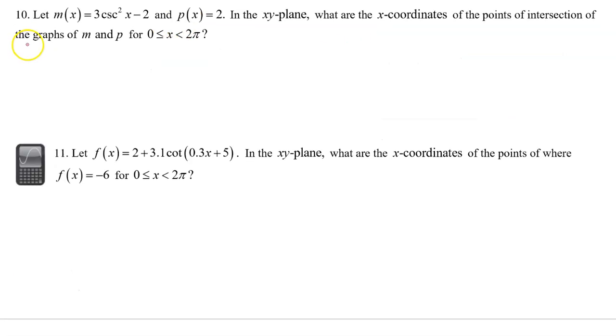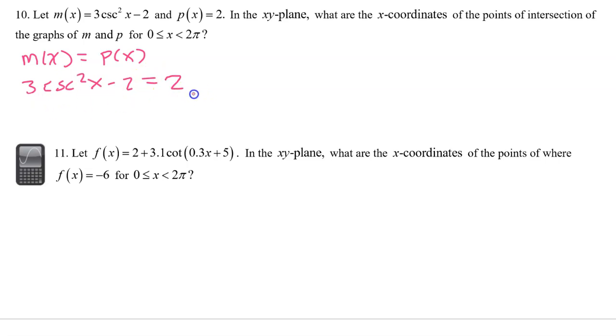Number 10. Let m of x equal 3 times cosecant squared x minus 2, and p of x equals 2. In the xy plane, what are the x-coordinates of the points of intersection of the graphs of m and p between 0 and 2 pi? The intersection points will occur where m of x is equal to p of x. So we can find the x-coordinates of these intersection points by setting 3 cosecant squared x minus 2 equal to 2 and solving.